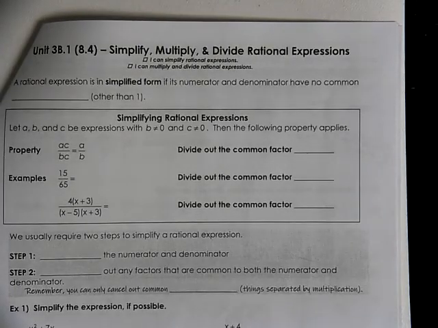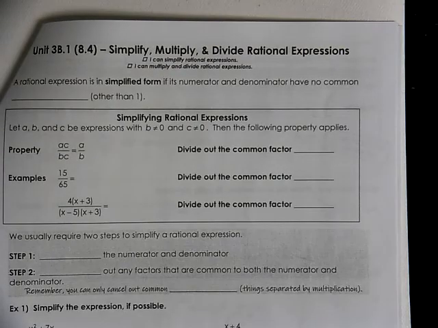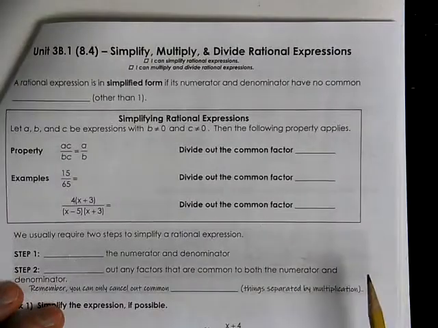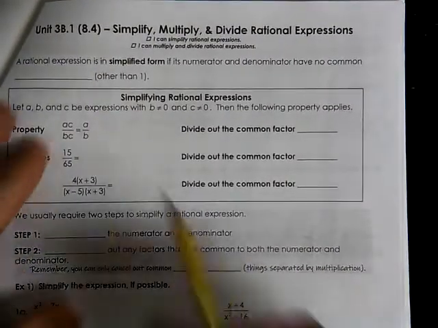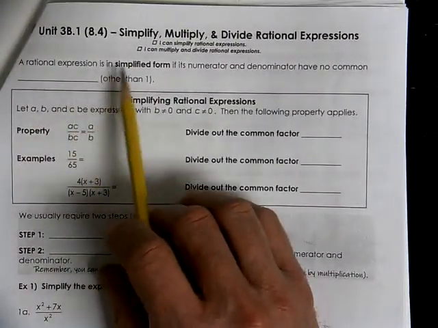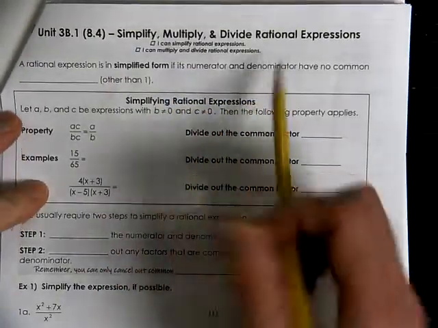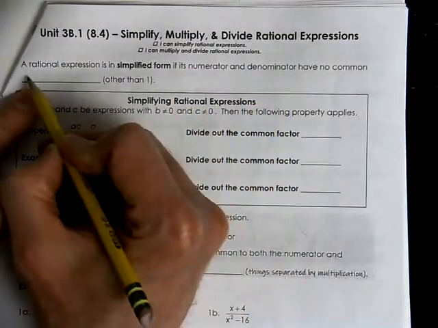This is Algebra 2 with Trig. We're working on Unit 3B.1. We'll be simplifying, multiplying, and dividing rational expressions. A rational expression is in simplest form if its numerator and denominator have no common multiple.